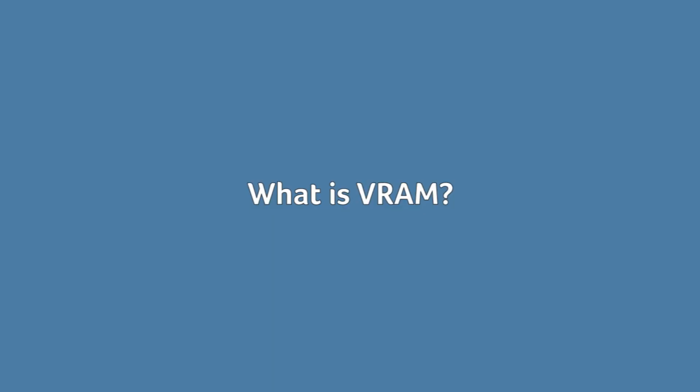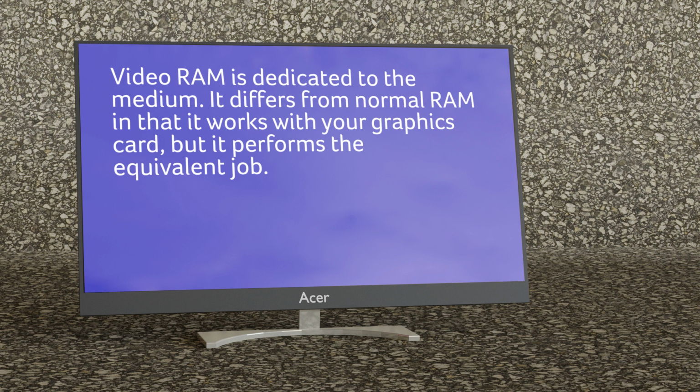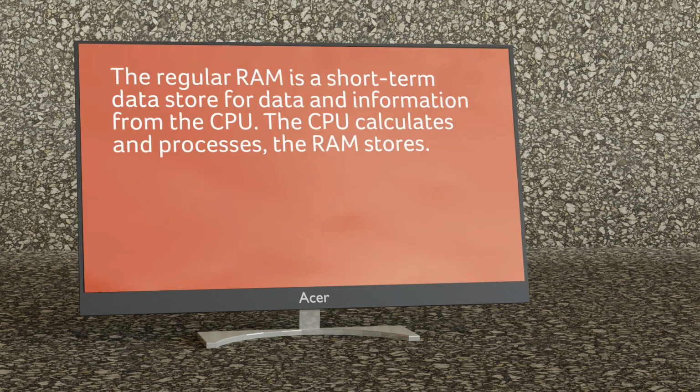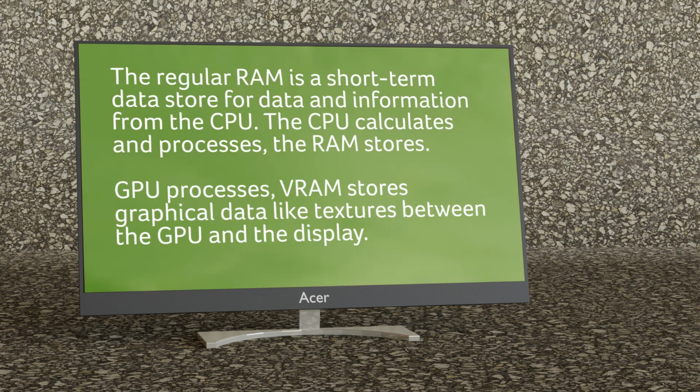What is VRAM? As noted, video RAM is dedicated to the medium. It differs from normal RAM in that it works with your graphics card, but it performs the equivalent job. The regular RAM is a short-term data store for data and information from the CPU. The CPU calculates and processes, the RAM stores. That's very much the same deal between the GPU and the VRAM. GPU processes, VRAM stores graphical data like textures between the GPU and the display.